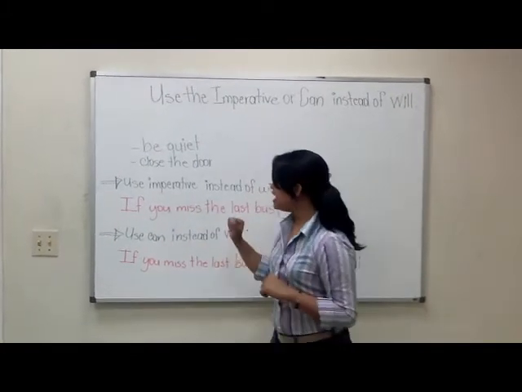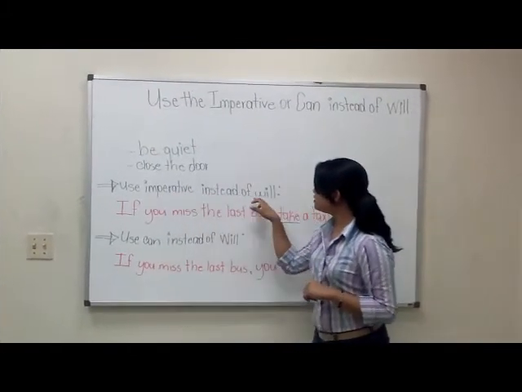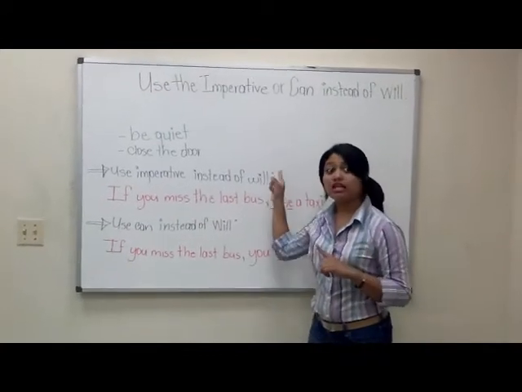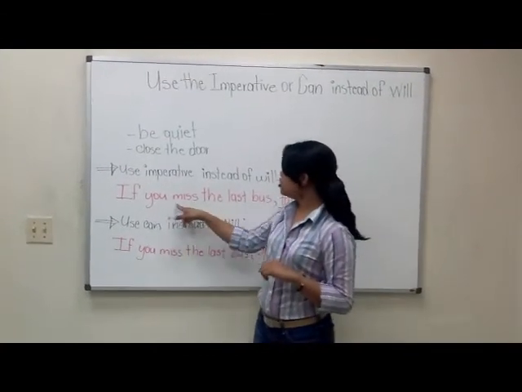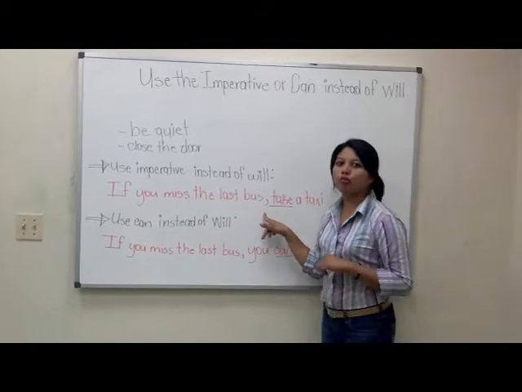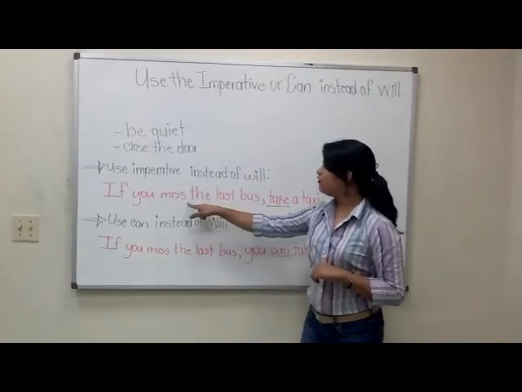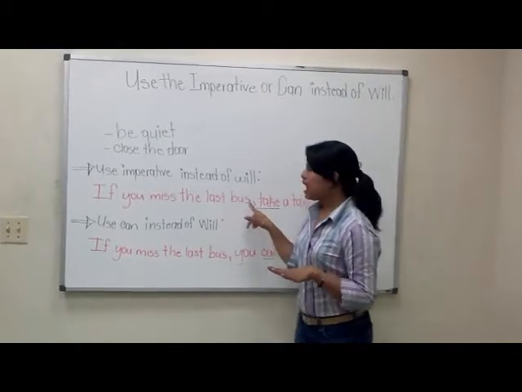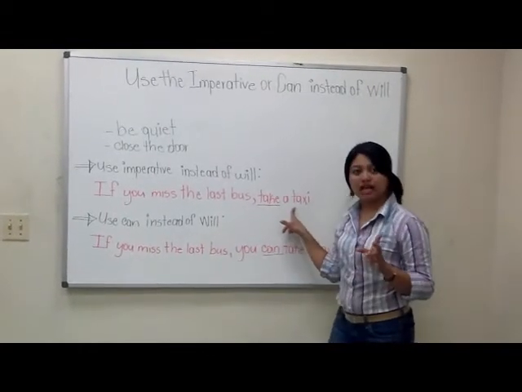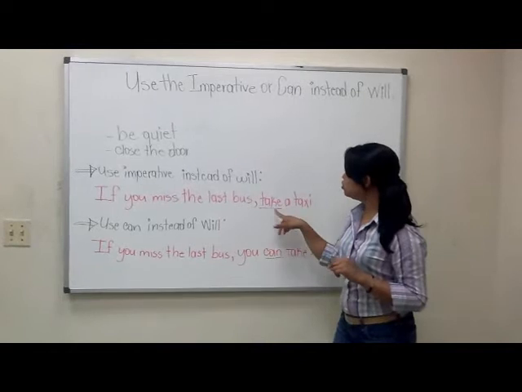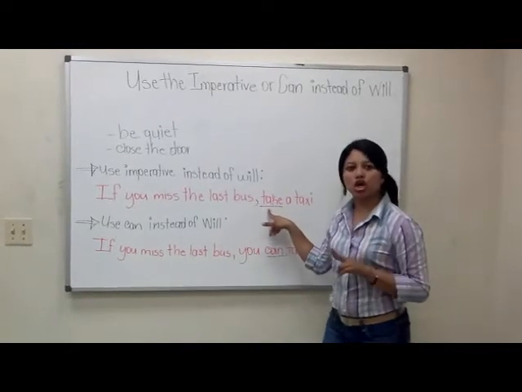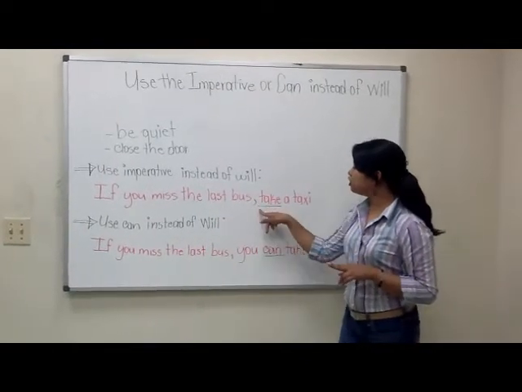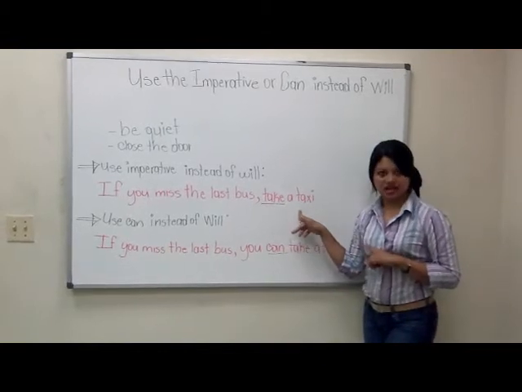Okay, now I explain the use of imperative instead of will. Don't forget it's first conditional. If you miss the last bus, comma, take a taxi. If you miss the last bus is the first clause. And take a taxi is the second clause. We need to use imperative in the second clause. If you miss the last bus, take a taxi.